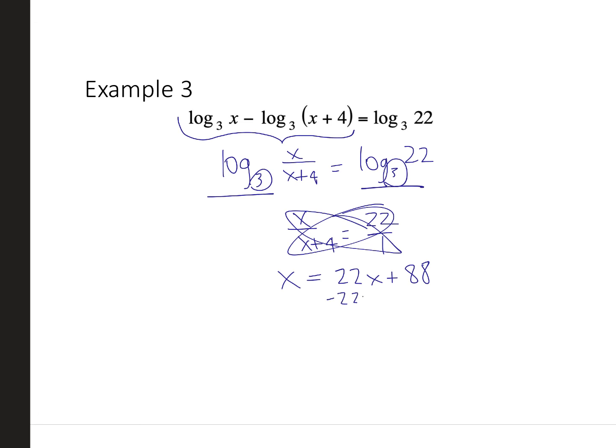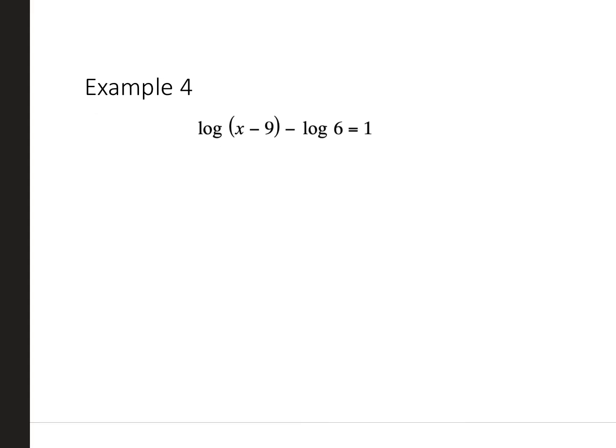Then I will subtract 22x from both sides. I'll have negative 21x equals 88. And then lastly, I will divide by the negative 21, and I get negative 88 over 21. All right, seems to be fine. Moving on up. So this is a lot like example 2, where I need to condense the 2 logs down to a single log. Oh, notice there's no base here. This is a good example.